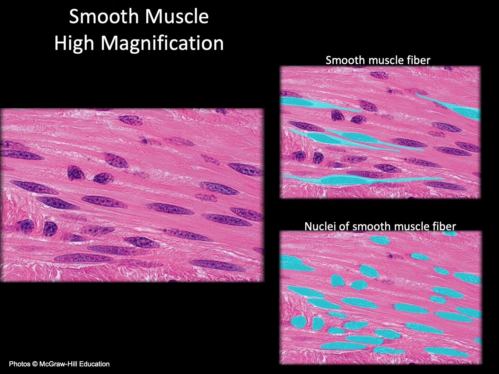Individually, they're what they refer to as fusiform, or torpedo-shaped. You think of a typical muscle as a fusiform shape: it's wide in the middle and tapers off to either end. And that's what you see with a smooth muscle.